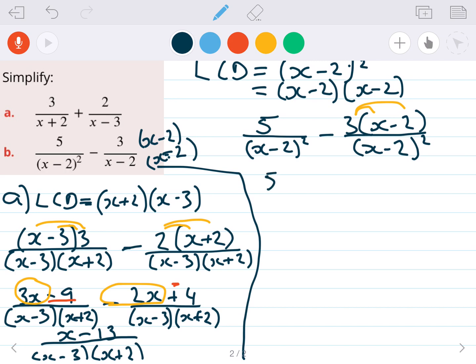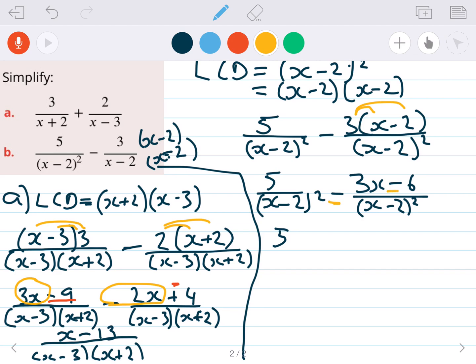So we can write out that the same. 5 over x minus 2 squared. Then we're going to be taking away 3 times x, so 3x. 3 take away, 3 multiplied by negative 2, which is minus 6. This is all over x minus 2 squared as well. So we just need to combine these now. So we have 5. So just remember we're going to be minusing 3x. And remember we're going to be minusing negative 6. So just remember the minus and the minus, these make a positive here.